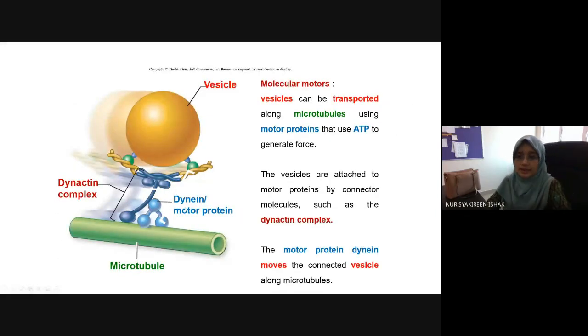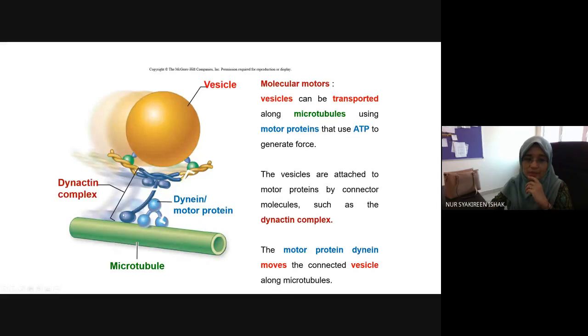Okay, so it says here molecular motors. Vesicles can be transported along microtubules using motor protein. So this is motor protein. An example of motor protein is dynein, and the movement requires energy from ATP. So the vesicles are attached to the motor protein by connector molecules. So this is the connector molecule.